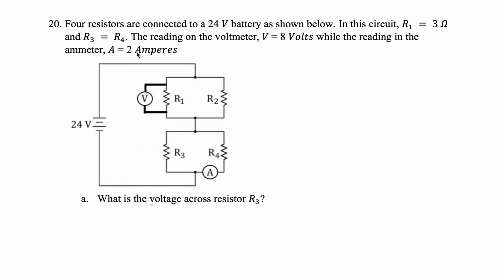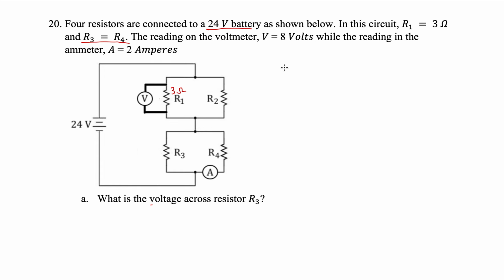Let's solve a problem on series and parallel resistors. Here we have 4 resistors that are connected to a 12 volt battery as shown in the diagram. In this circuit, R1 is 3 ohms, so let's write that here. R1 is 3 ohms, R2 is not given to us, and R3 and R4 are equal to each other.